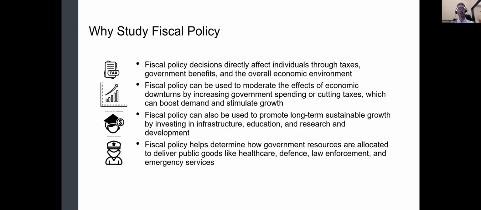Third, fiscal policy can also be used to promote long-term sustainable growth by investing in infrastructure, education, research, and development. And lastly, fiscal policy helps determine how government resources are allocated to deliver public goods like healthcare, defense, law enforcement, and emergency services.